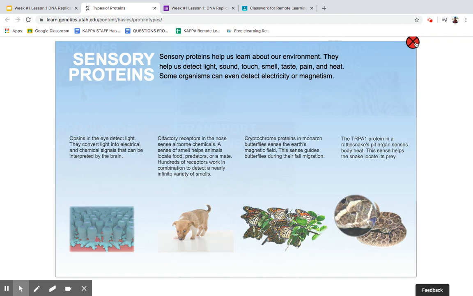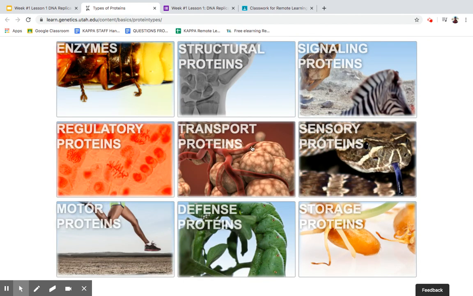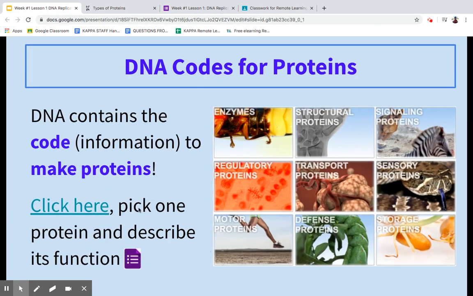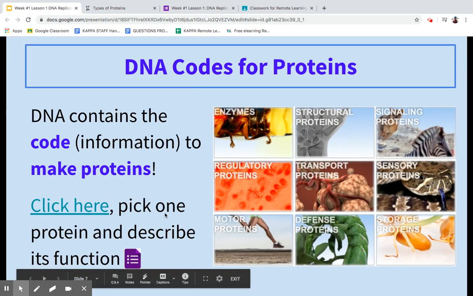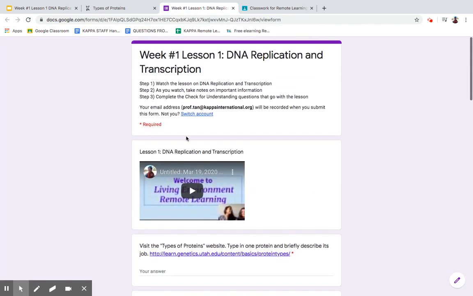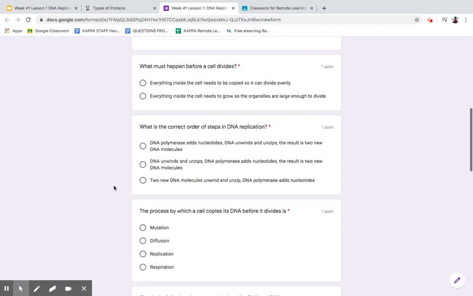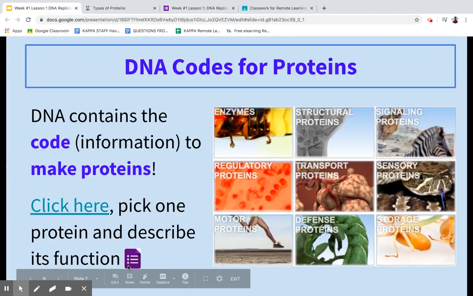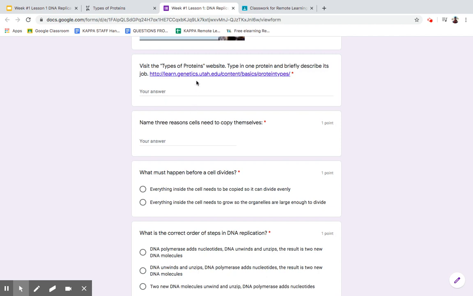Super cool stuff. You can feel free to read through all of these different kinds of proteins. If we go back to our lesson, if you see this little purple piece of paper icon, this tells us that there's something you need to do on your Google form. So you're watching your lesson and there's all these questions and check for understandings down here. So this signals for us that we need to go to our Google form and do something.